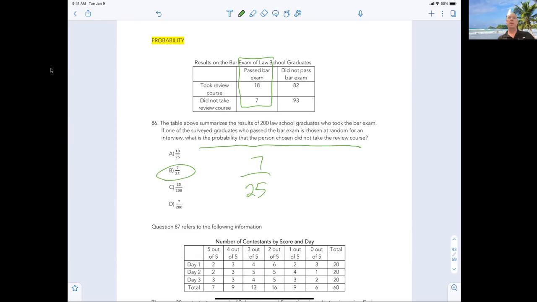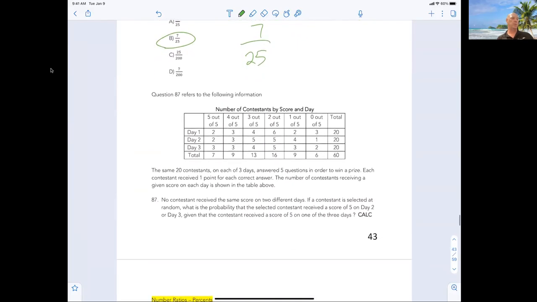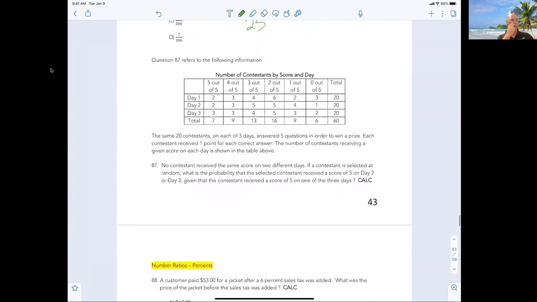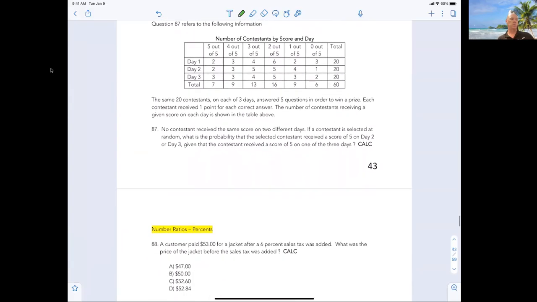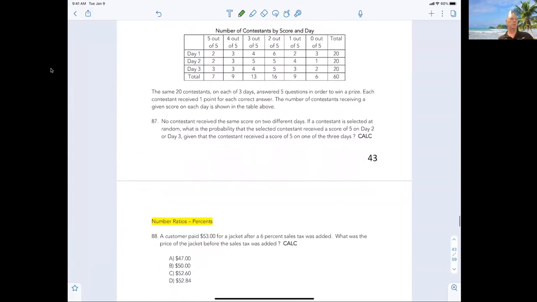All right, now I always tell kids the ones that annoyed me, but I figured it out, but it took me some time, is this annoying problem right here. I want everybody to try 87. All right, that's super annoying. I want to see if you were as annoyed as I am and see if you can come up with the answer. I'll give you a minute.